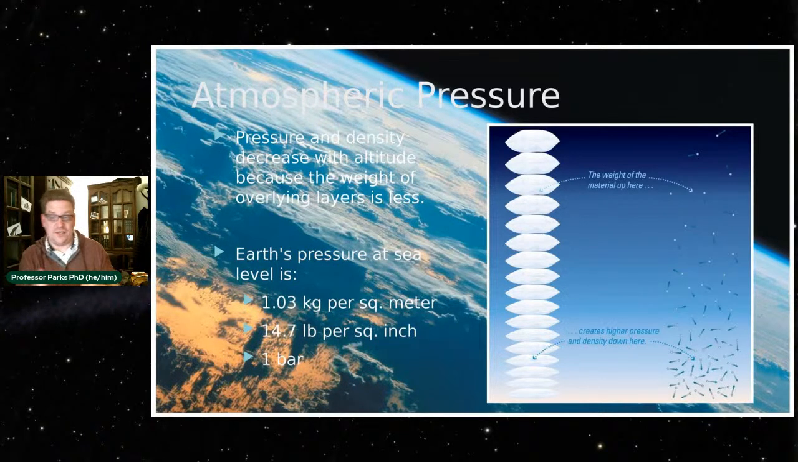It is, as you can see there, 1.03 kilograms per square centimeter. If you're an imperialist, it's 14.7 pounds per square inch, or if you're a meteorologist, 1 bar. That works.